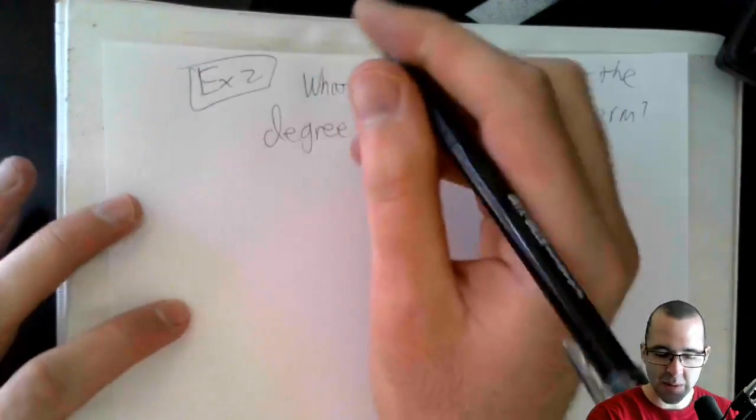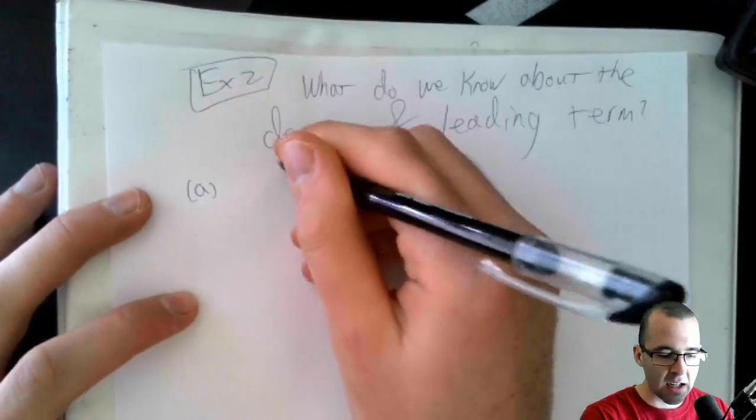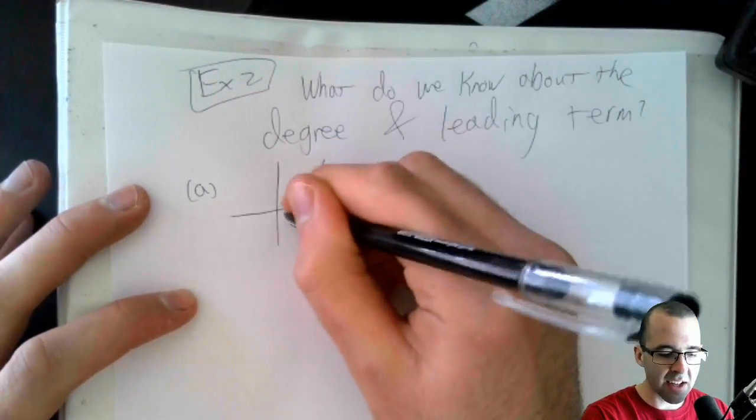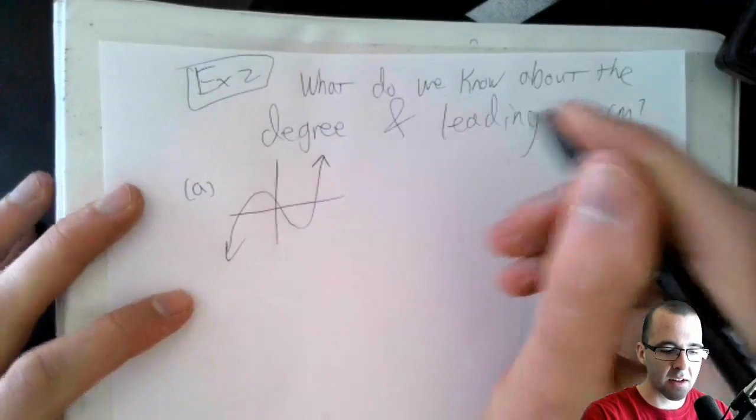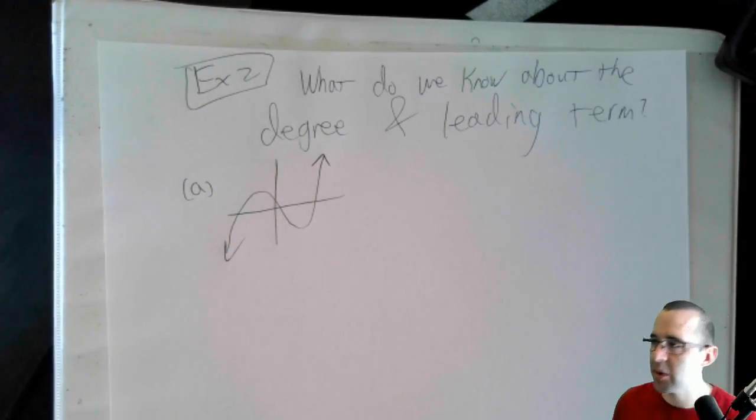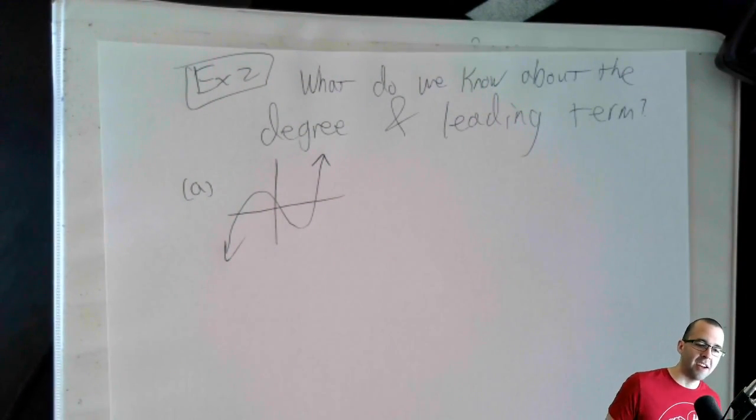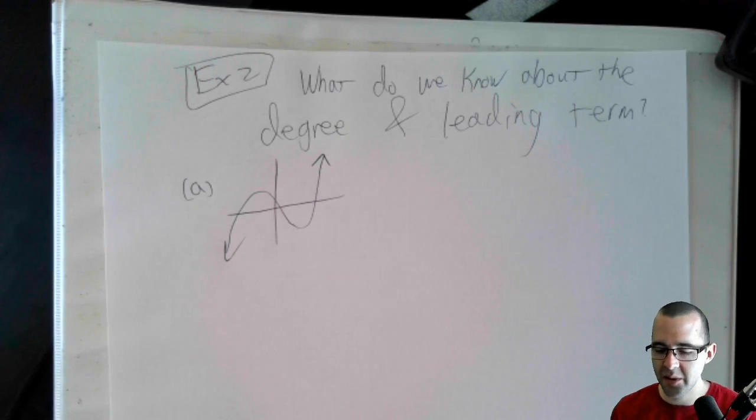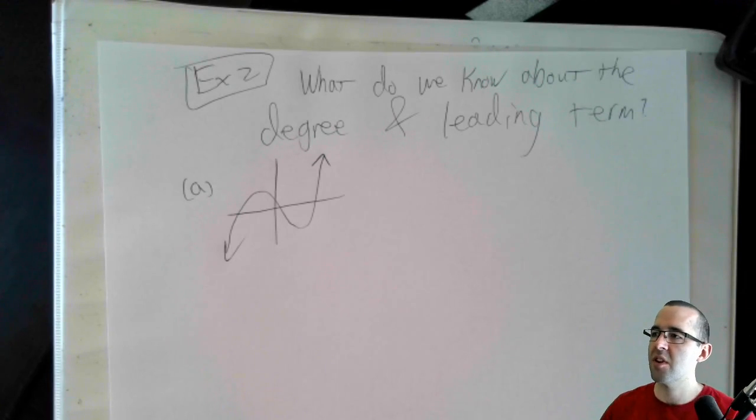So let's do some problems like this. Let's go the other way. Let's say we got some polynomial that looks like this. So what do we know about this? And specifically, we can use information that we know about end behavior. Okay? So you're going to want to consult your table.